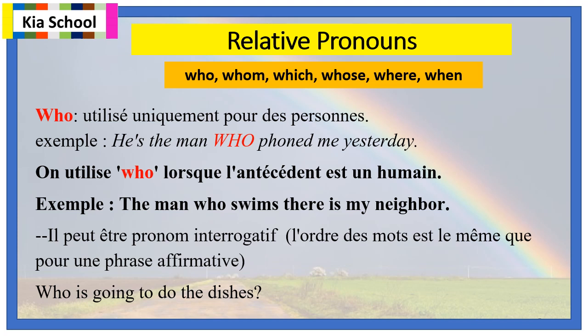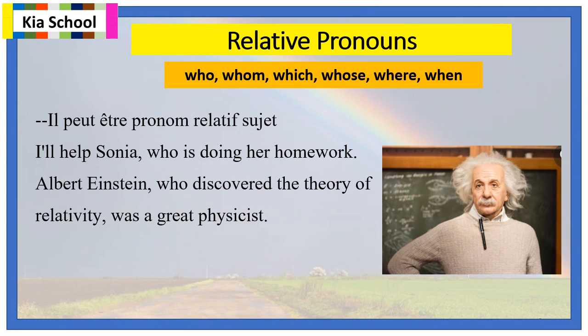Il peut être pronom interrogatif. L'ordre des mots est le même que pour une phrase affirmative. Who is going to do the dishes? Il peut être pronom relatif sujet. Par exemple, I'll help Sonia who is doing her homework.